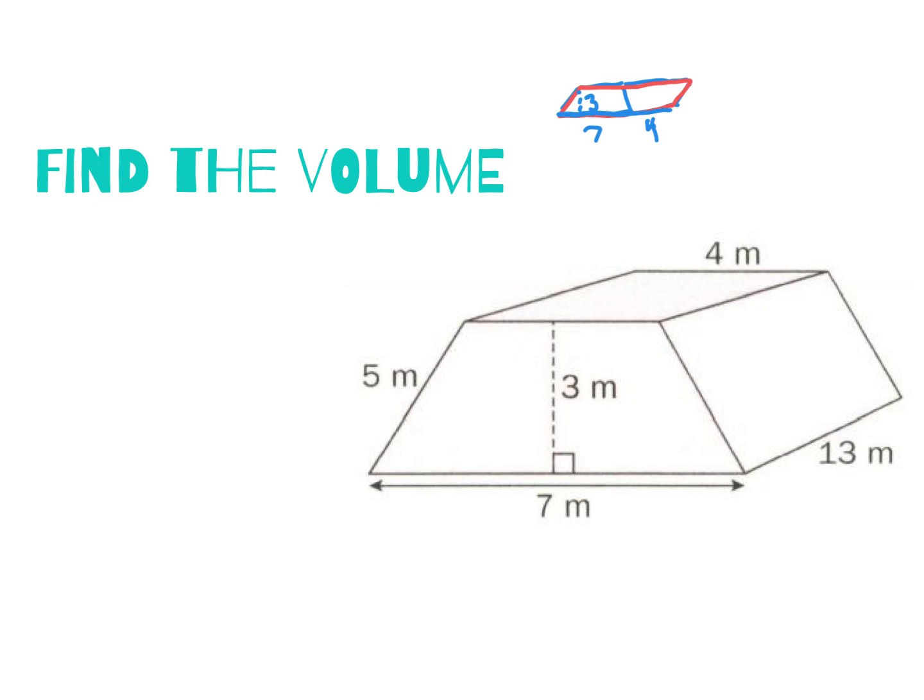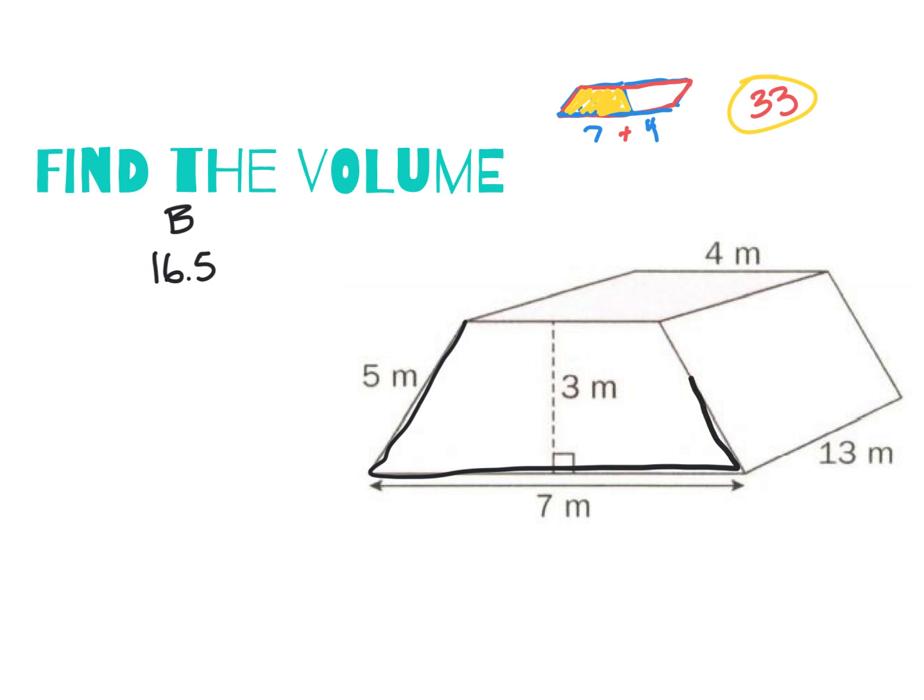So if I wanted to find the area of this parallelogram, the red shape that I made, I'm going to take the 7 plus the 4, that's 11, and multiply it times the 3. So I get a total of 33. But I want to know just the area of this one trapezoid. The area of both trapezoids is 33. The area of one trapezoid is going to be 16.5, or in other words, half of that. So the area of the base, the area of this trapezoid, is 16.5.